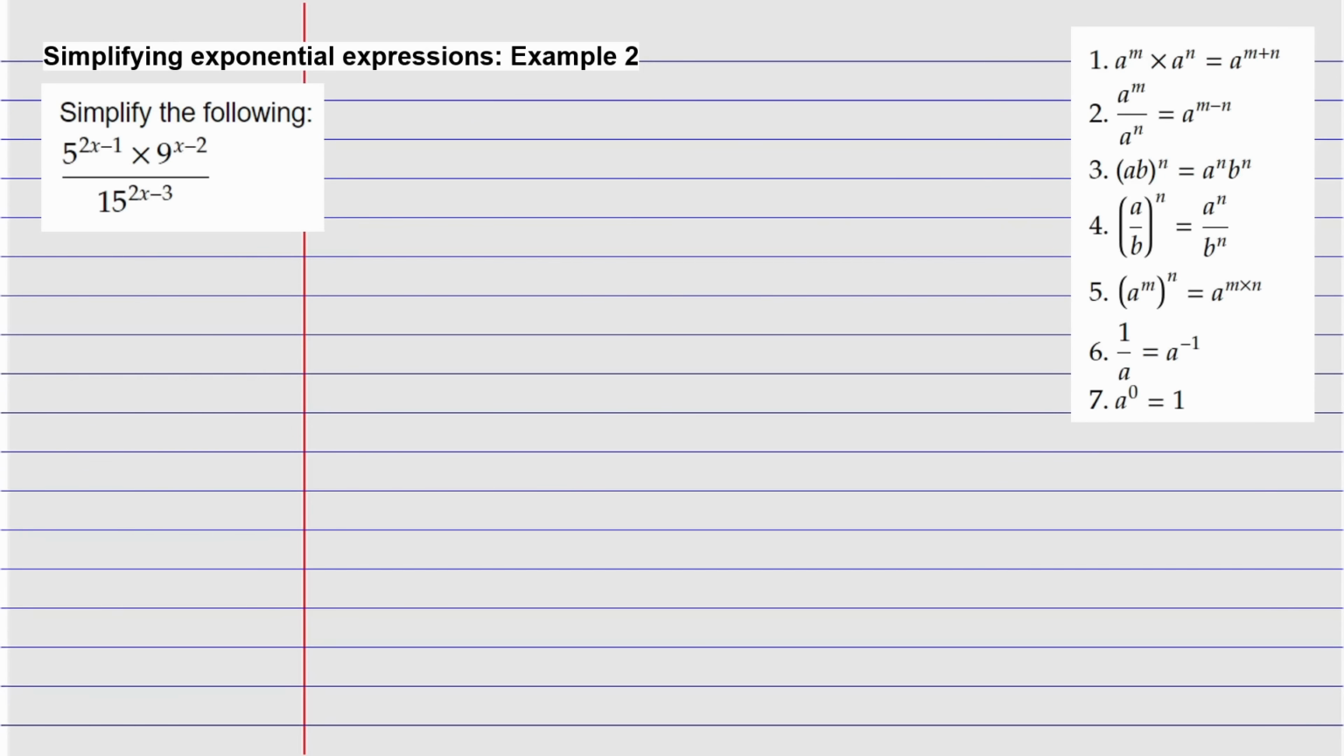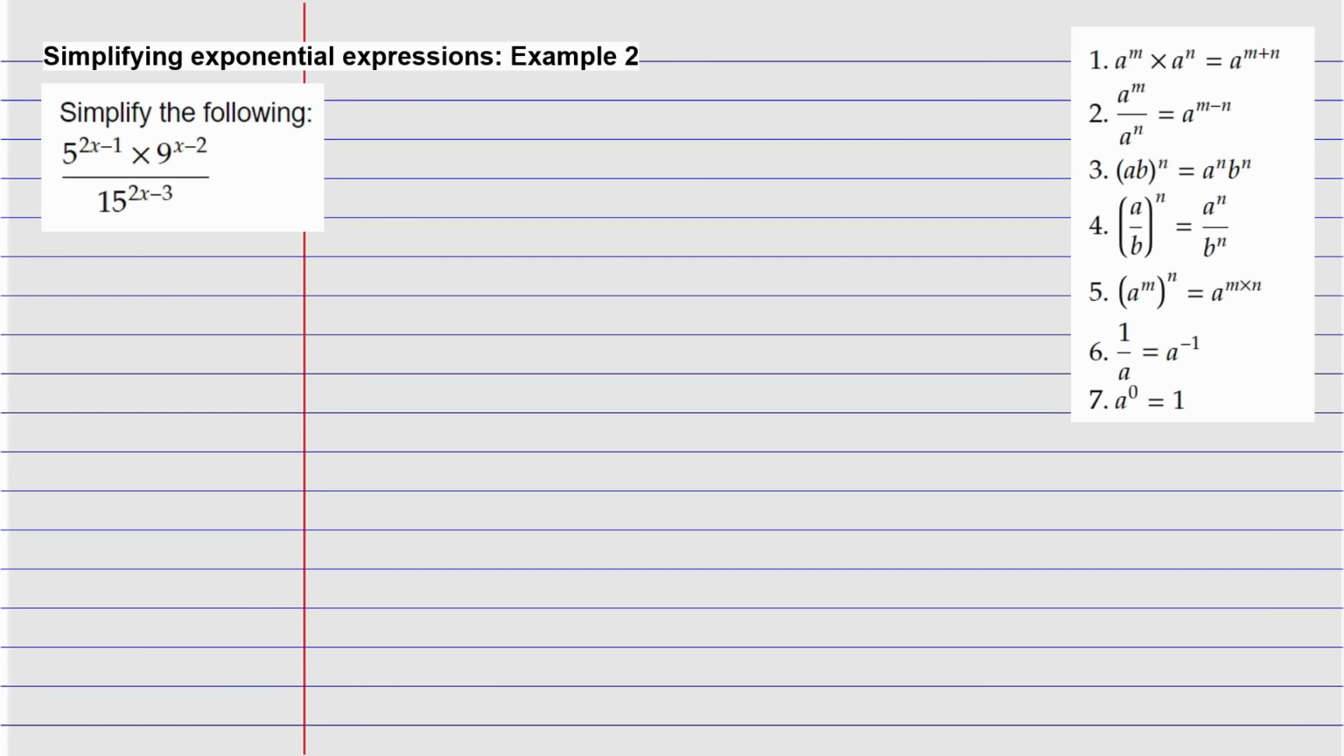Now we're going to do example 2. It says simplify the following. We have 5 to the power 2x minus 1, then we multiply by 9 to the power x minus 2. Then the last one in the bottom is 15 to the power 2x minus 3.